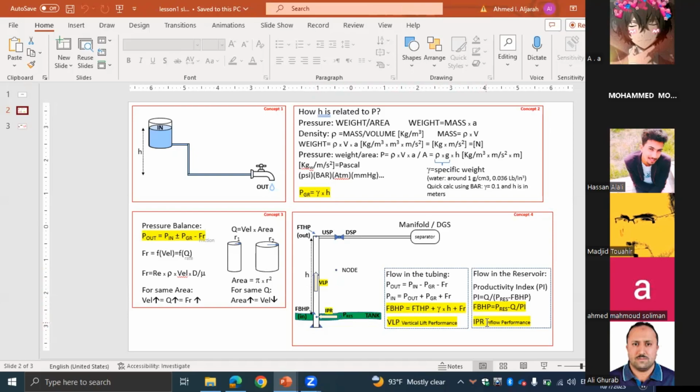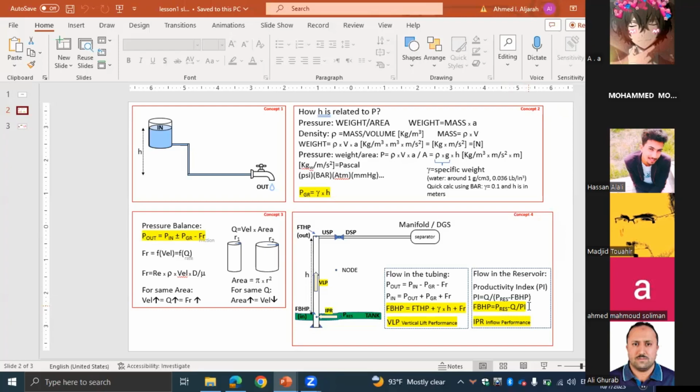So this is the equation of vertical lift performance. The equation of inflow performance relationship is that flowing bottom hole pressure equals reservoir pressure minus Q over PI, where PI is the productivity index.